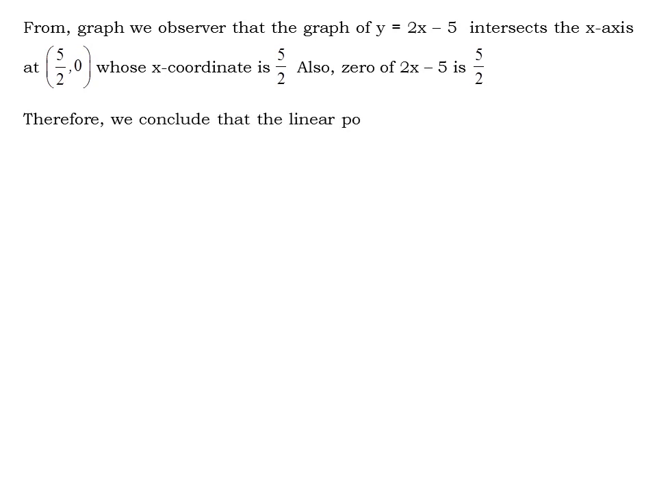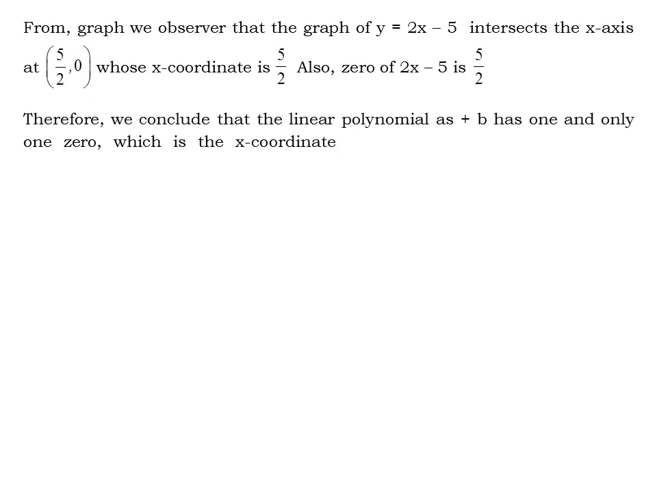Now we conclude that a linear polynomial has one and only one zero, which is the x coordinate of the point where the graph of y equals ax plus b intersects the x-axis.